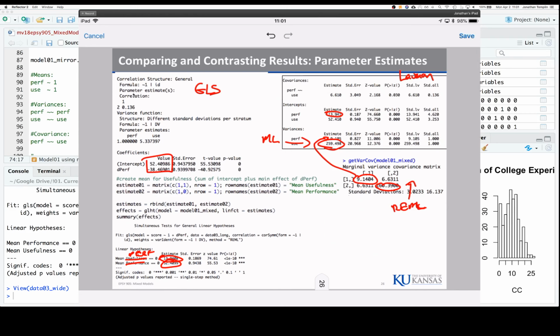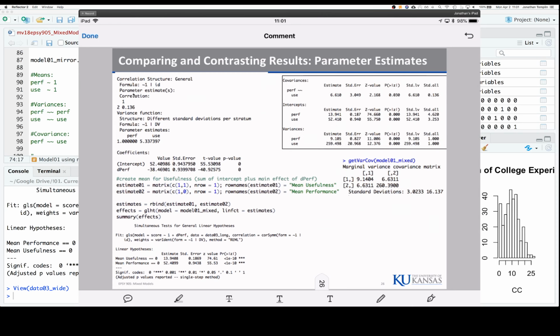The mean of usefulness, though, was actually the same as well. So, and we also saw the standard errors were roughly the same too. Finally, the estimate of the covariance here is also a little bit different. Again, that's the difference between REML and ML.